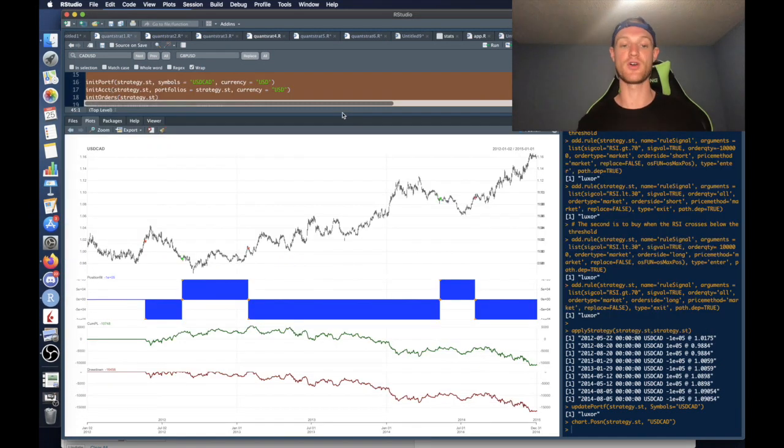So what we have here is USD CAD from January 2012 to December 2014. And what we're doing here is we're using the RSI with a 14 period look back to buy USD CAD below 30 and sell USD CAD above 70. Now what we notice right away is that we only have a few trades, like 5 or 6 trades, and our P&L, which is right here, is negative. We've actually lost $10,000, and we start off with $100,000.